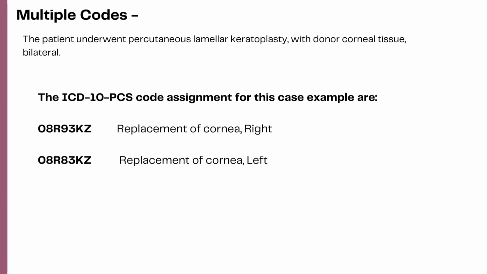Okay, and if you go back to the table and look at the table, you may not find a bilateral body part value. We look at the table in a while. So, now we need to code for replacement of the right cornea and also replacement of the left cornea separately. Two codes is what I'm talking about. Let's look at the table now.